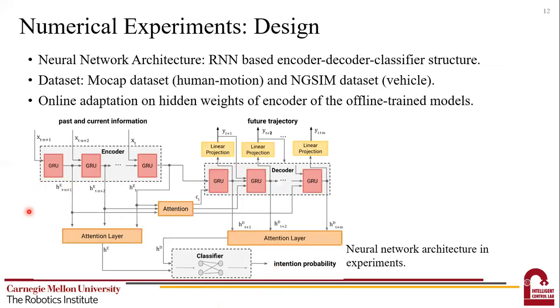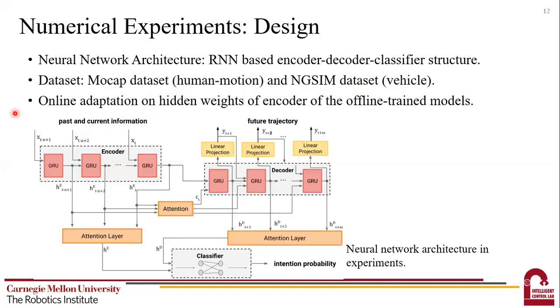We construct the RNN-based encoder-decoder classifier structure in our experiment for simultaneous intention and trajectory prediction, as shown in the figure. Trajectory prediction is based on the encoder-decoder structure, and intention prediction is based on the encoder and classifier structure. Both the encoder and the decoder are composed of a single GRU, and the classifier is composed of a two-layer FC neural network. In order to improve the performance of the offline trained model, an attention layer is applied to the output vectors of the encoder. We used the mocap dataset, that is the human motion capture dataset, and the NGSIM dataset, that is the benchmark dataset for autonomous driving, in our experiment.